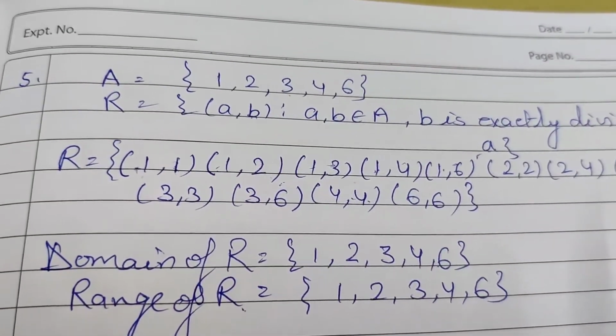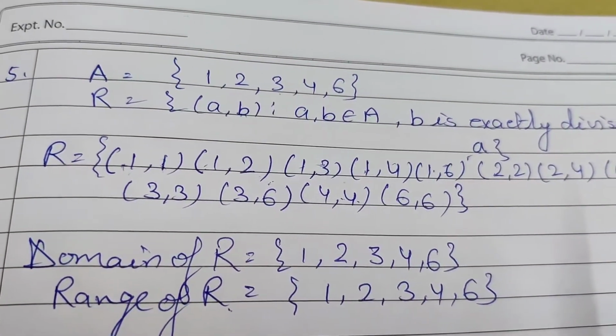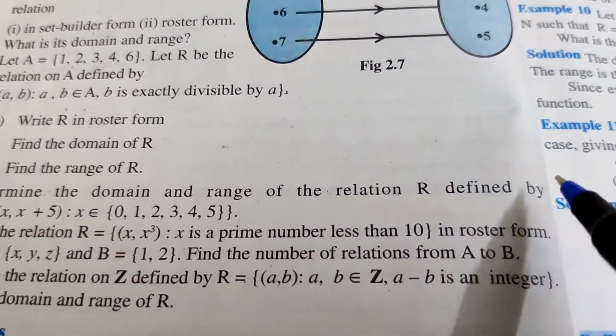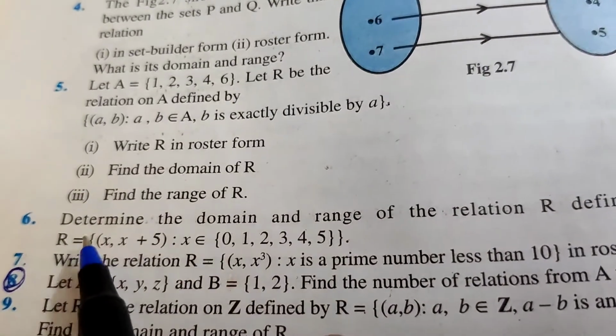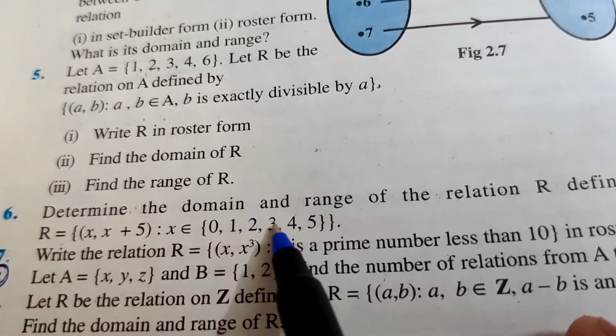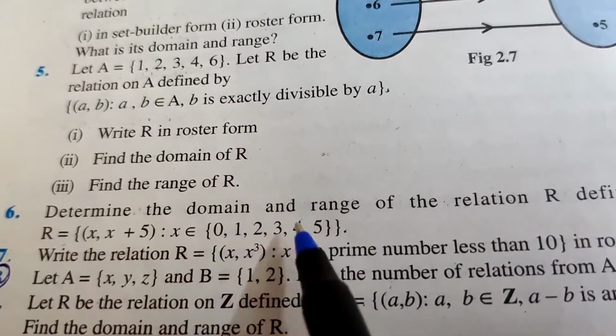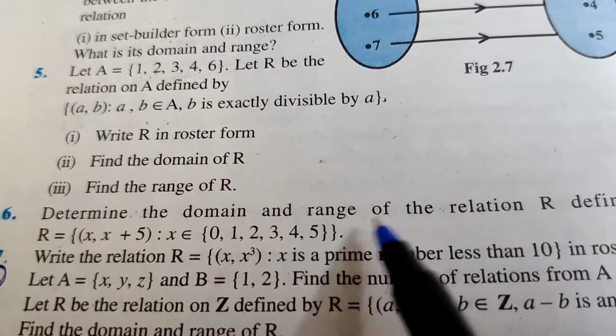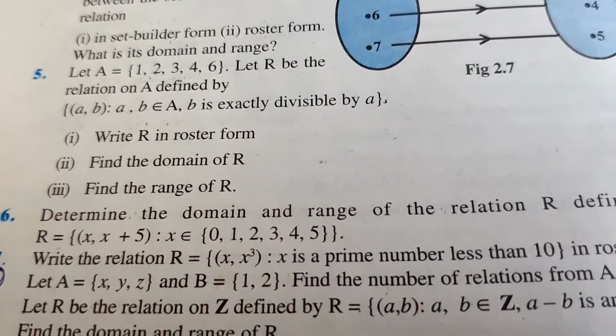Okay. The next question, number 6. Determine the domain and range of the relation R defined by R = {(x, x + 5) : x belongs to {0, 1, 2, 3, 4, 5}}. From this we have to make a relation set and then give its domain and range. First the relation set will be made, then the domain and range.